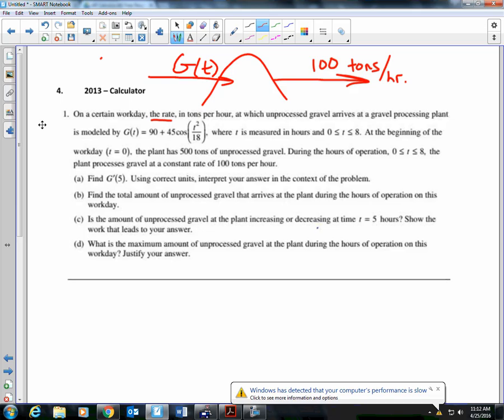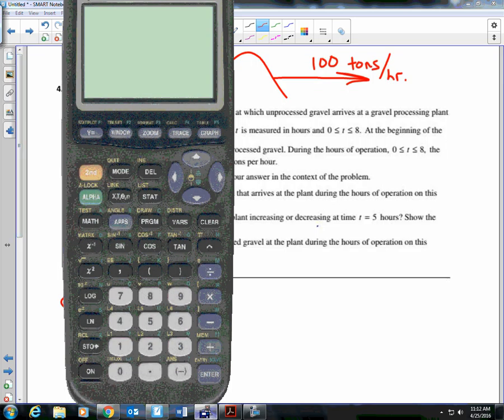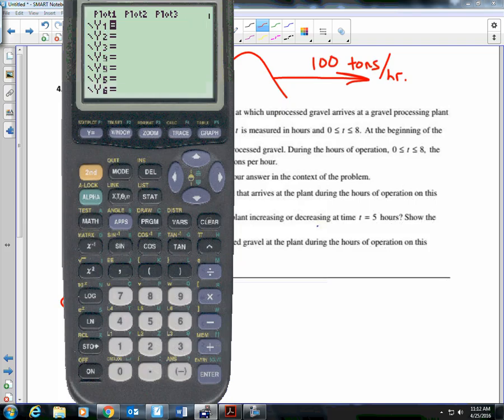Okay. Find G prime of 5. G prime of 5. So how would I do that? This is a calculator problem. What do you say? Derivative. So I'm going to type this into my calculator. And I get 90 plus 45 cosine of, is it x squared over 18?